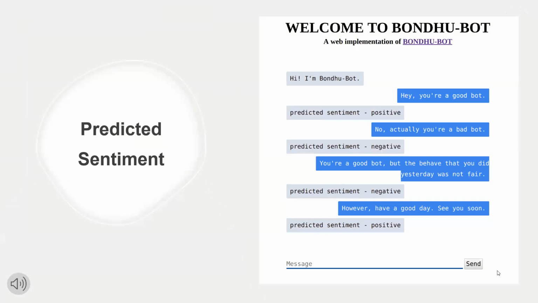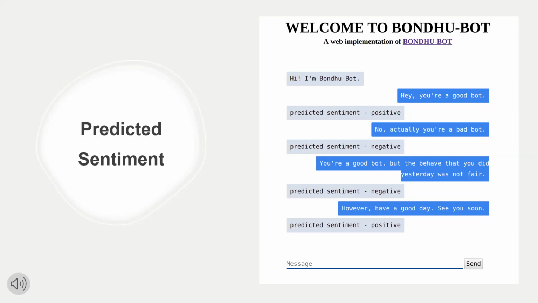And then we have applied it in our bot, which is BandhuBot. Here we have tried a number of sentences. For example, hey, you're a good bot. So of course, this is a positive sentence. Again, for example, you're a bad bot. This is a negative sentence. Now, these are very simple sentences, and it's easier to detect the sentiment.